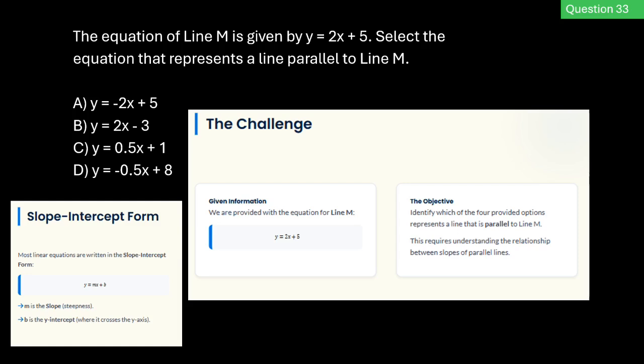y is equal to 2x plus 5. Now, unlike our previous problem where the equation was scrambled in standard form, this line presented to us is in slope-intercept form, or y is equal to mx plus b. Now, this makes the math easier. We can look directly at the coefficient sitting in front of our variable x. The slope of line M is exactly 2.